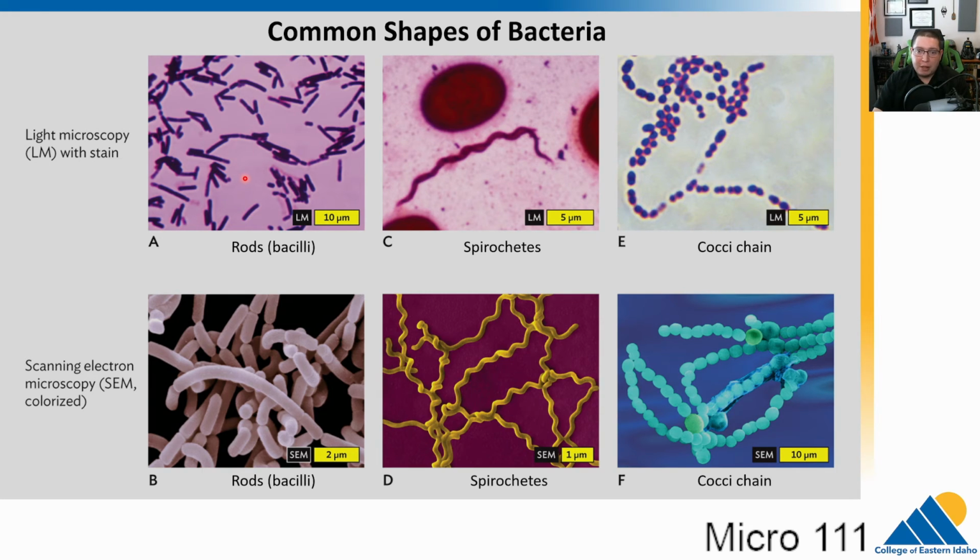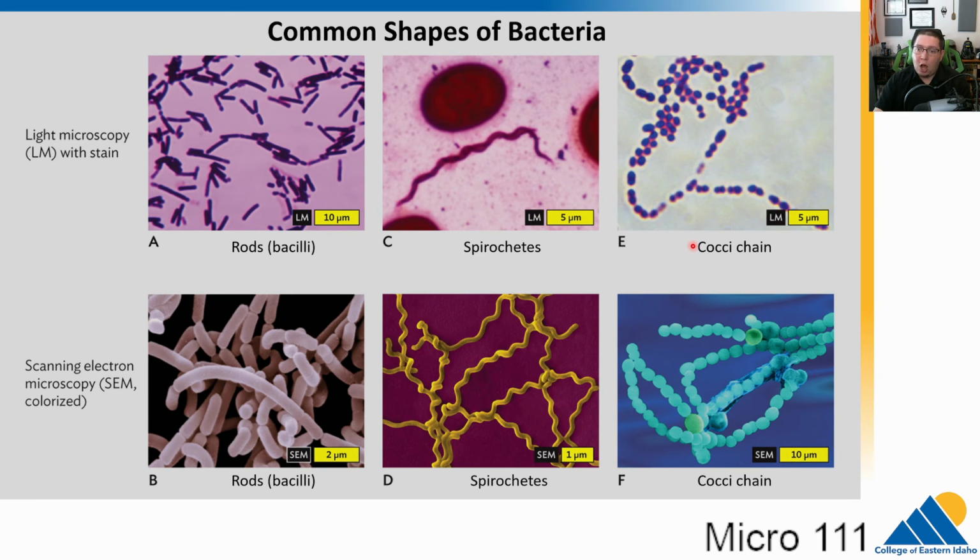We can identify the 3 common shapes of bacteria. We have rods, which are rod-shaped. They're also called bacilli. So this is a bacillus here. We have spiral-shaped bacteria called spirochetes. These are really skinny and small and hard to see with our light microscopes. We saw an example earlier in chapter 2 of Treponema pallidum, which causes syphilis. That's caused by a spirochete bacteria.